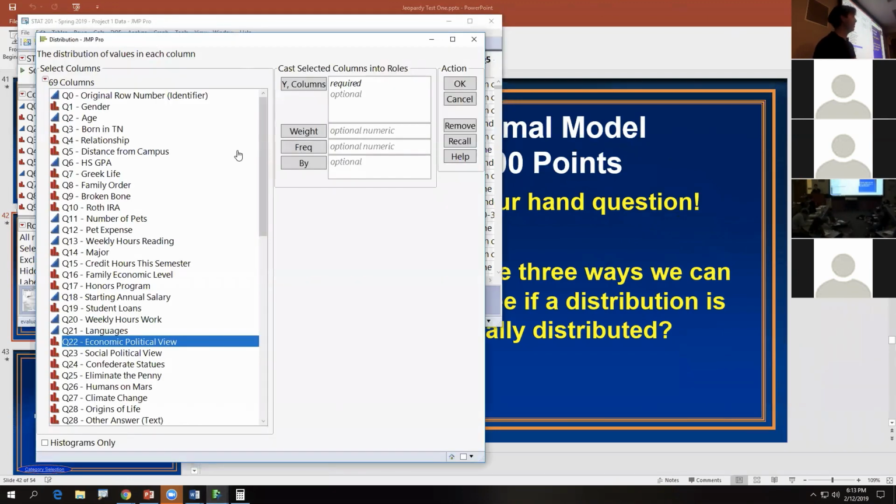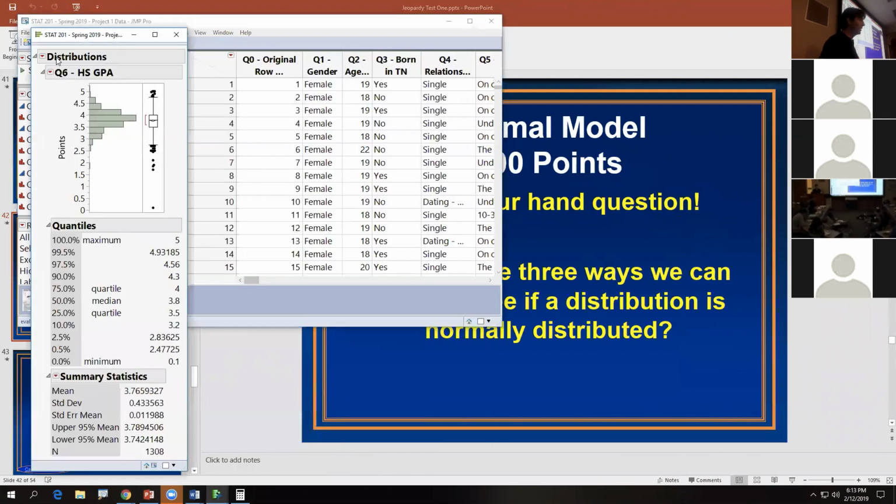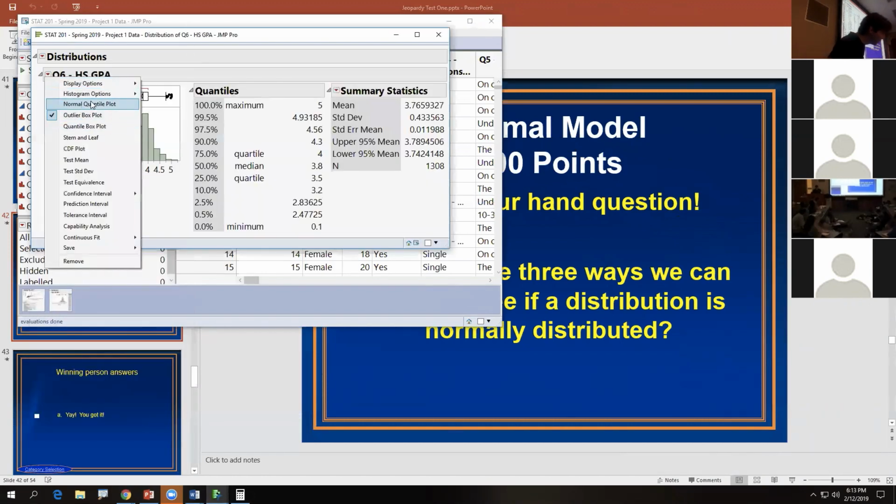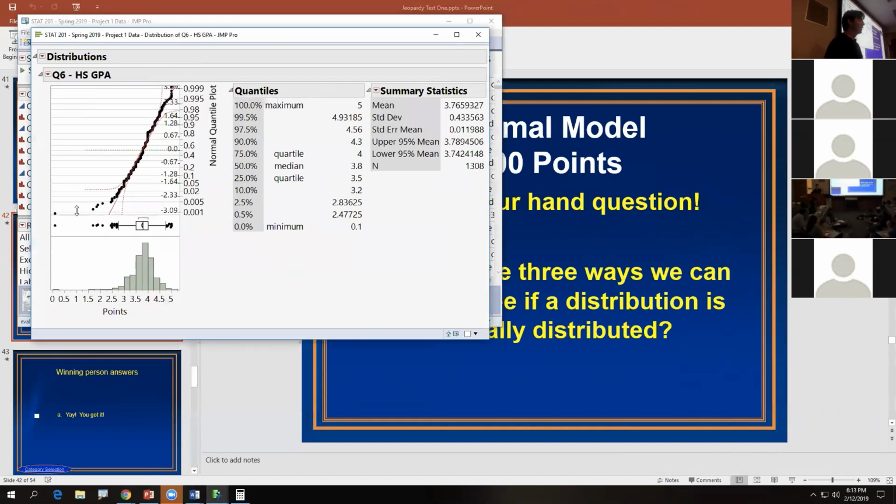Three ways to see if it is normal? We can do a QQ plot. I'm going to see if high school GPA is normally distributed. Here's my normal quantile plot, and it doesn't look really straight, does it? I also heard histogram. Do you see how there's a bunch of outliers? Should normal things have big outliers? How would the QQ plot look?